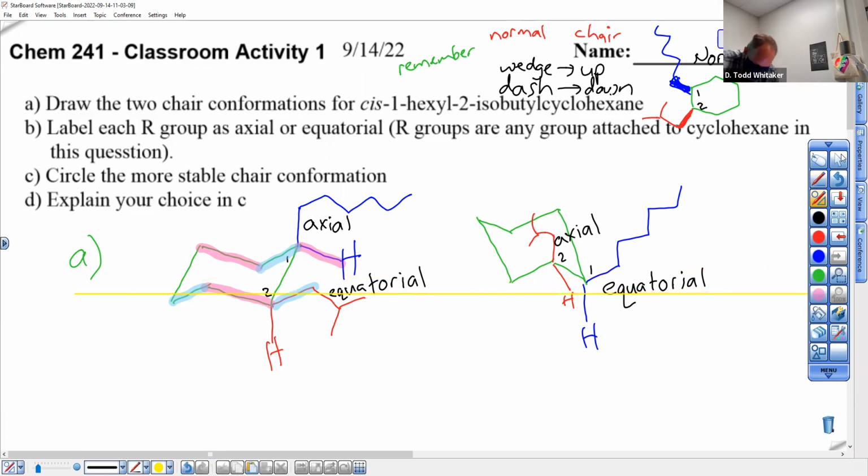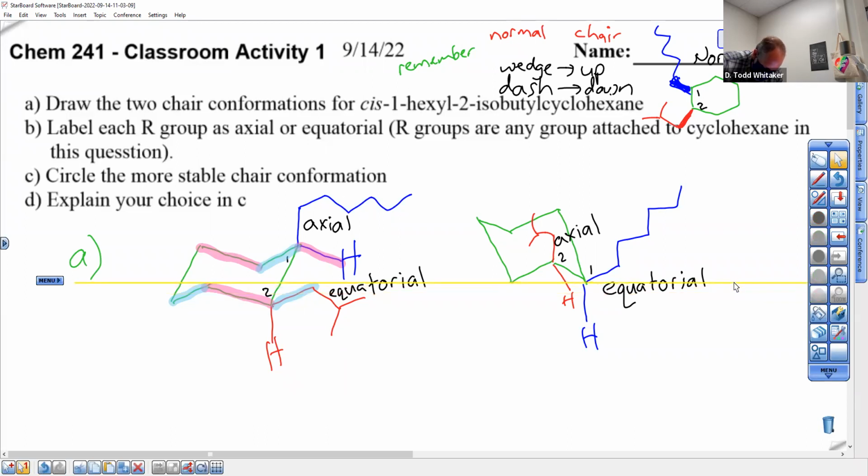Okay. There's horizontal. Is that blue bond above or below? Is it this group? Sorry, I'm talking about the red one, right? I forgot. Which one are we talking about? The equatorial. Yeah, it's up. It's above that line. So what happens to up and down when you go from one chair to the other?